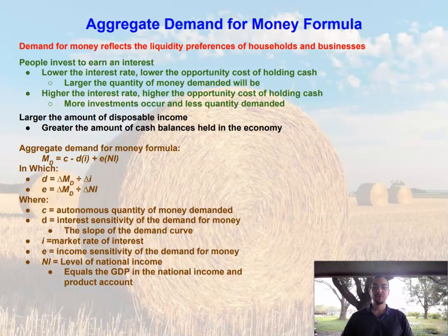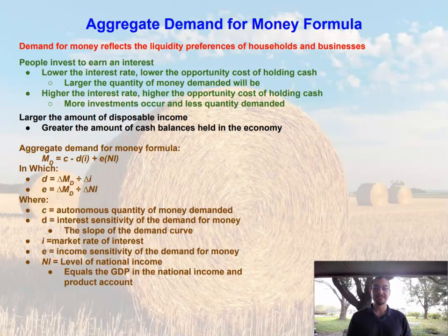So the demand for money reflects the liquidity preferences of households and businesses. Are we going to take that money and place it into checkable deposits and cash, something that is highly liquid, meaning we can go out and spend it today to buy goods and services, or are we going to place it in less liquid, non-liquid assets, maybe something like land or equipment or buildings? That demand for money reflects that liquidity preference for both households and businesses.